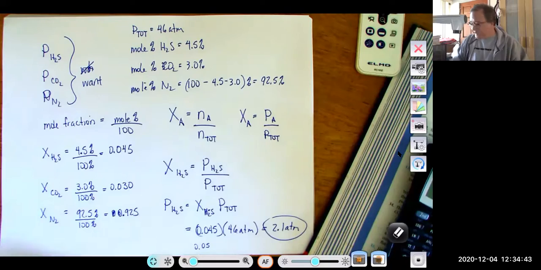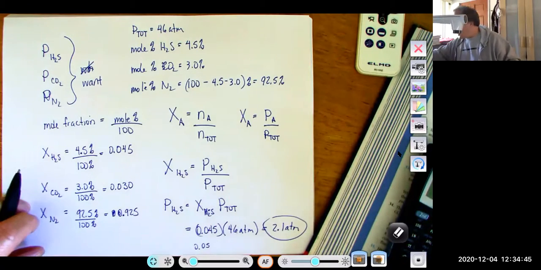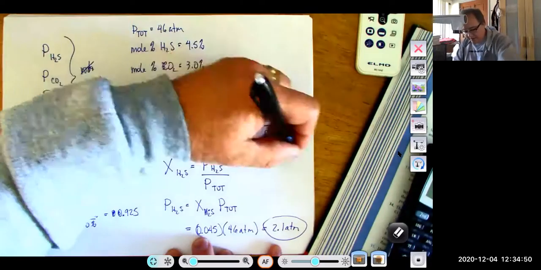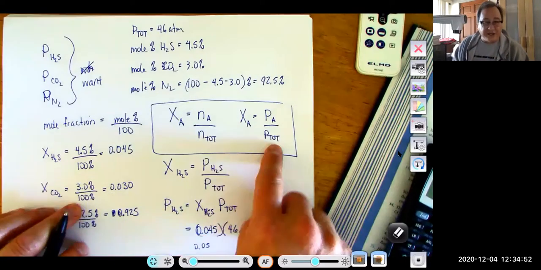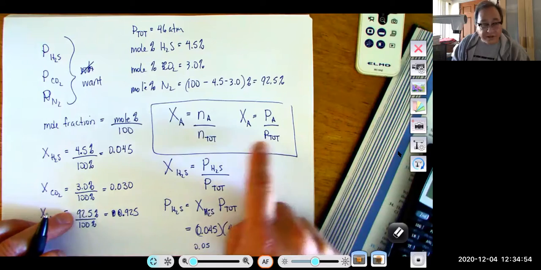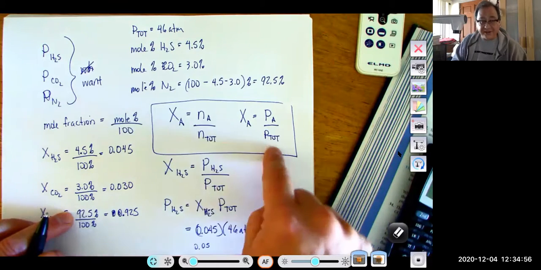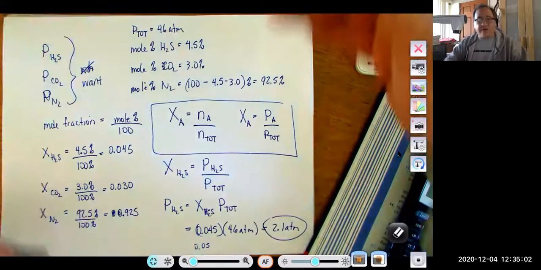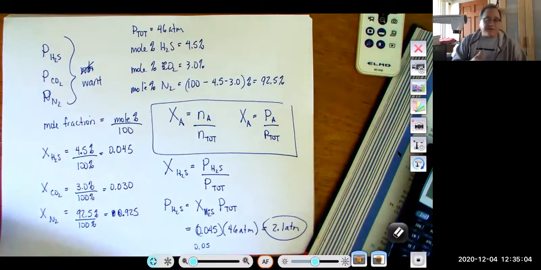Now, do you see just how useful this is to us? Not only knowing this, but knowing this. It's really convenient when you're doing problems. Otherwise, we'd have to do a whole lot of work calculating the moles of this and the moles of that. It would just be a pain in the rear.